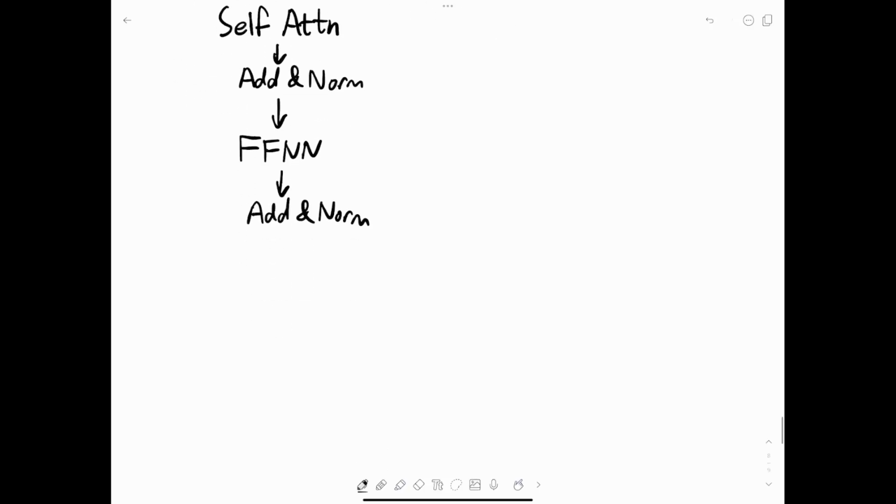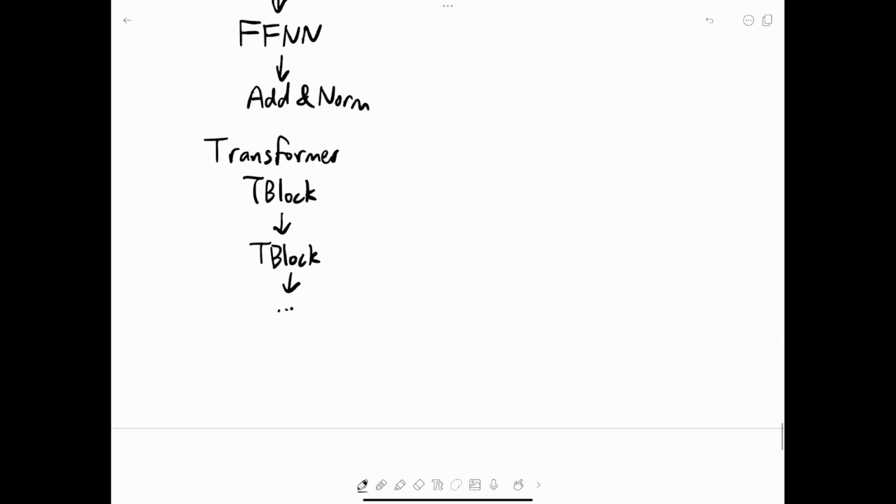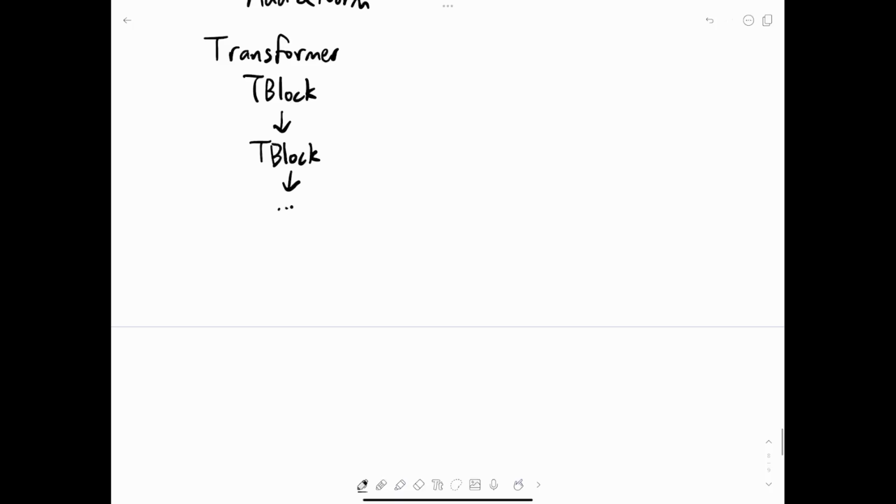And the transformer is just a bunch of transformer blocks, and so on. And so that's basically the majority of the transformer architecture. There's one little thing that I should mention called positional encoding.